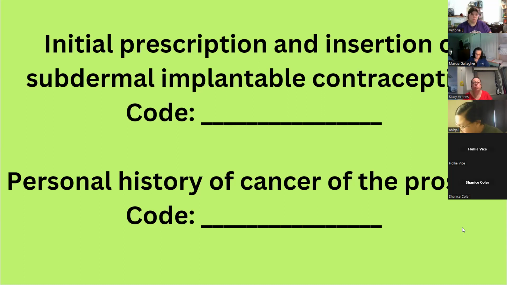I typed in history prostate cancer. And what code did y'all get? Z85.46. Yeah, okay, me too. See, I'm putting in history prostate cancer and I'm getting nothing. History, cancer, prostate is what I put. Maybe I need to, you know what? I probably need to go, there we go.